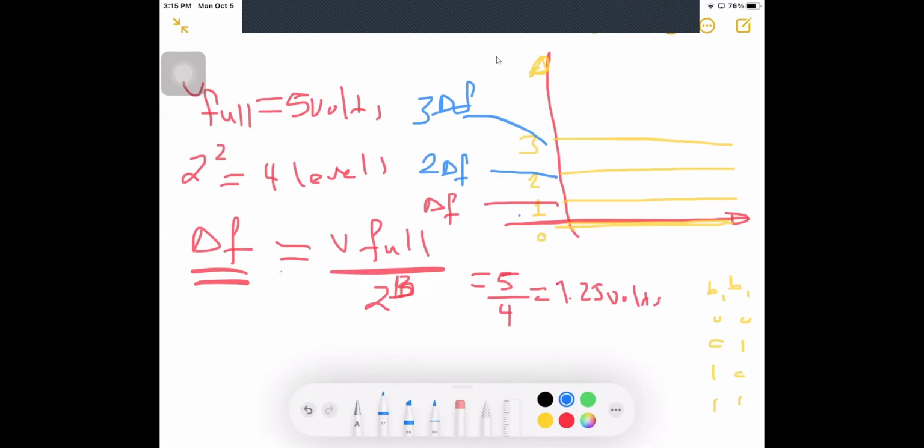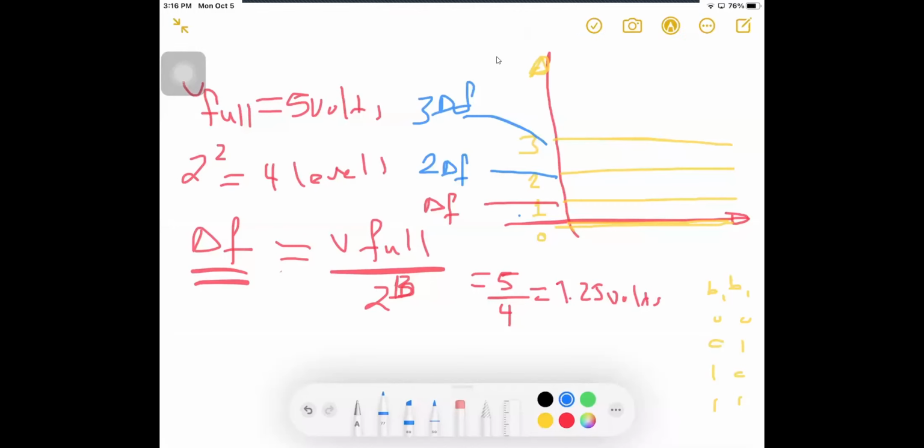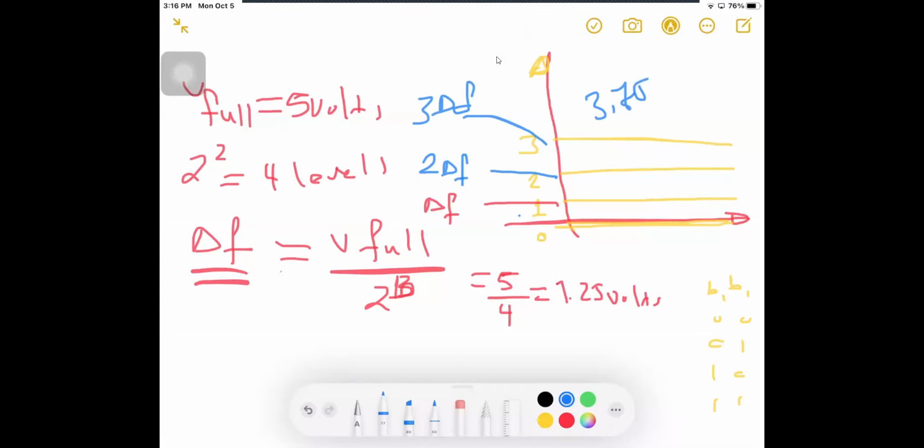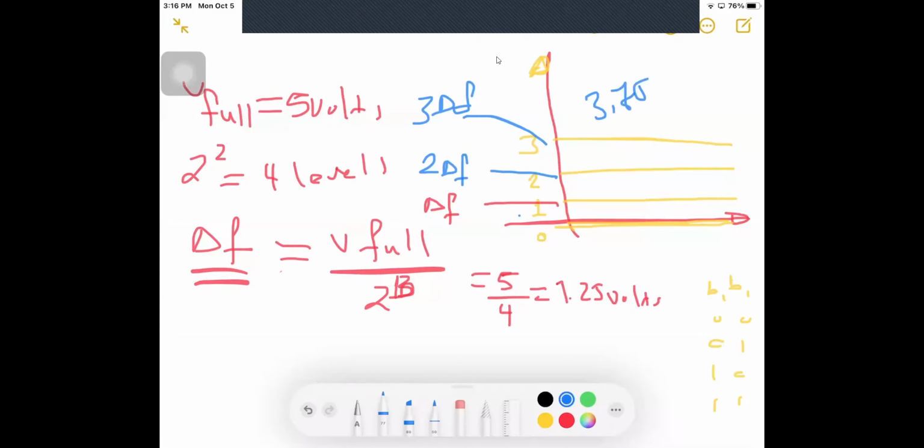So what will be the value of the upper level? I'm talking about numerical values, in magnitude. Yes, 3 delta. 3.75. Good. 3.75 is good. The maximum level will be 3.75. The value of the second level will be 2.5. The value of the first level will be 1.25. Okay, continue with me, please.